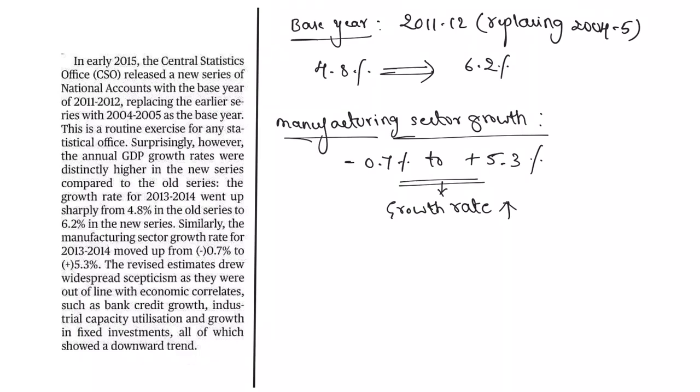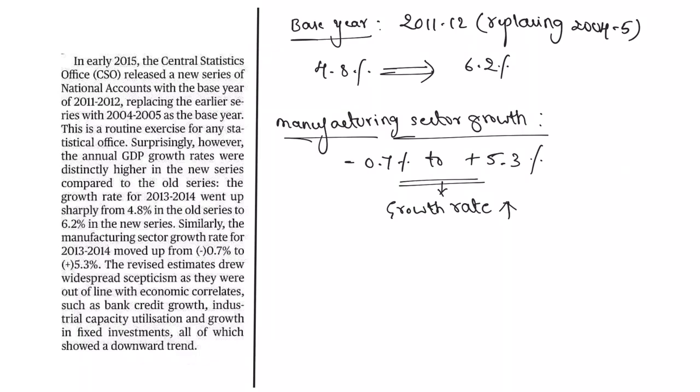Here, the author talks about GDP growth rates. And annual GDP growth rates were distinctly higher in the new series compared to the old series. The growth rate for 2013-14 went up sharply from 4.8% to 6.2%. Similarly, the manufacturing sector growth rate for 2013-14 moved up from negative 0.7% to positive 5.3%.